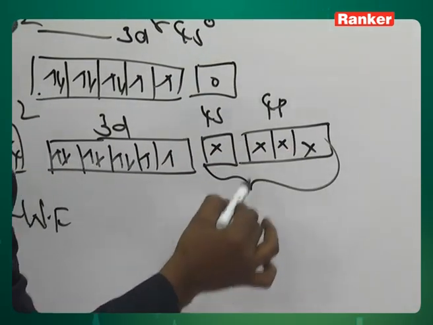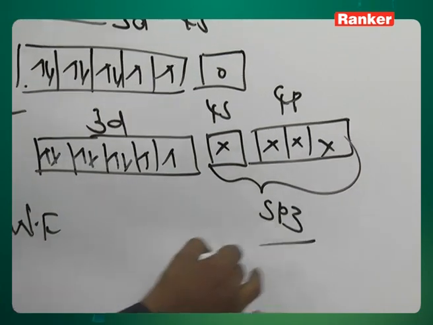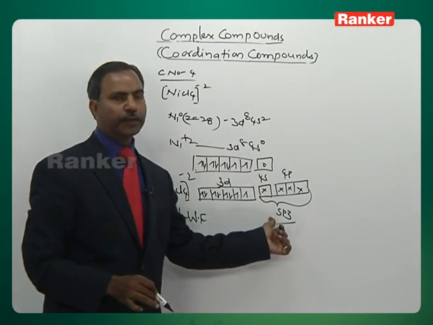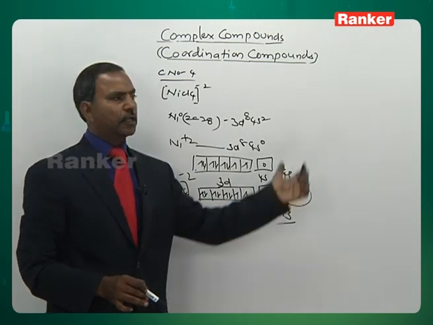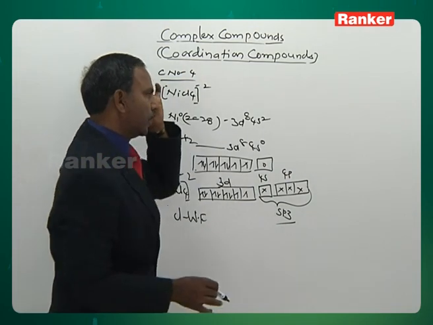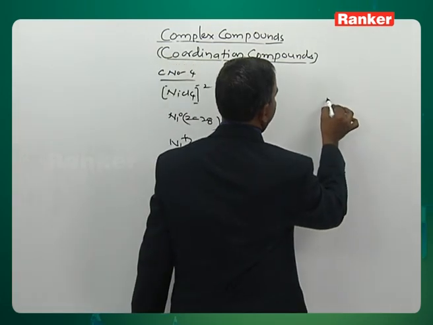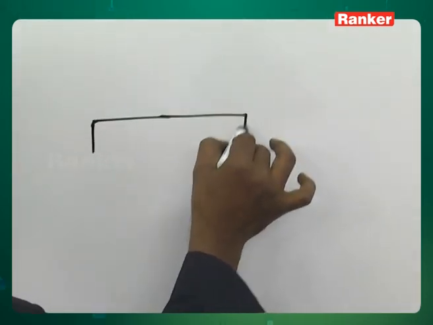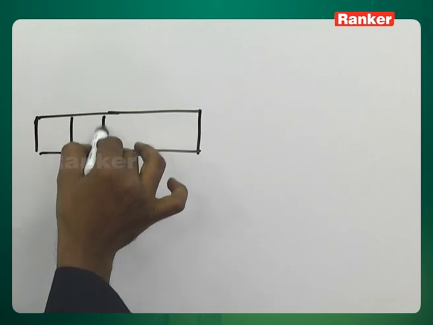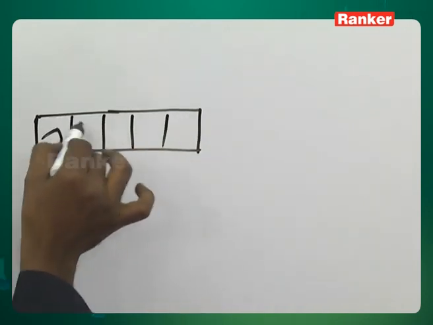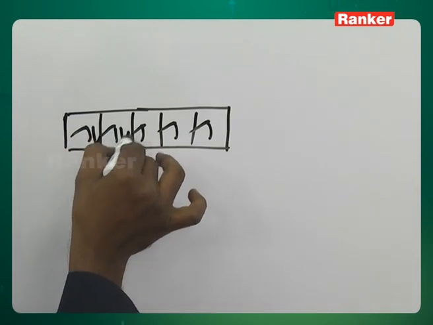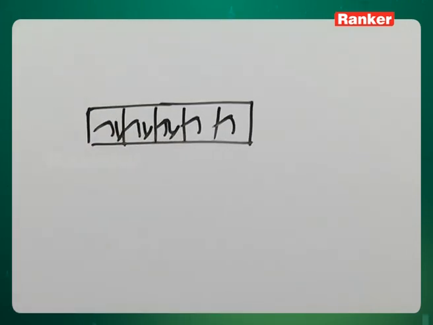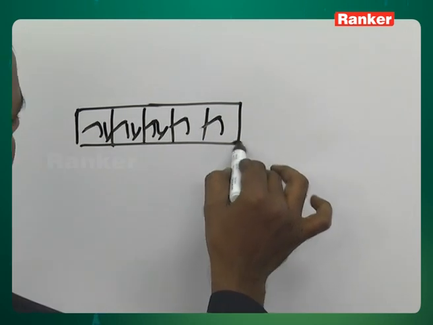This particular hybridization is what now? sp3. Hybridization is sp3 for nickel tetrachloride. Then let us show the splitting of d orbitals. Now you have to write the tetrahedral splitting. Tetrahedral splitting, d8 electronic configuration, look here.